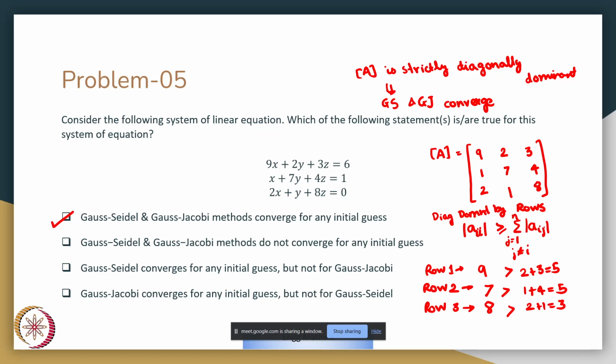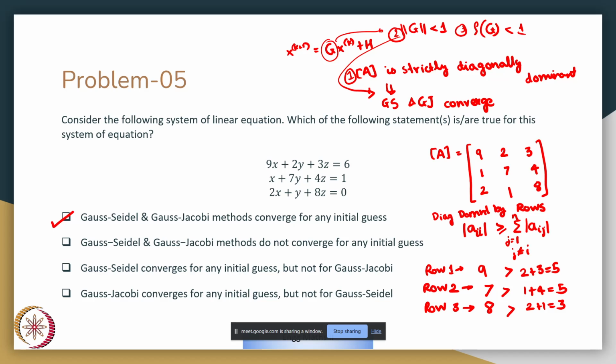an iteration matrix, x_{k+1} equal to G times x_k plus h, then we can also look at any norm of G. If it is strictly less than 1, then also the two methods converge. And the third condition would be if the spectral radius of the G matrix is less than 1.